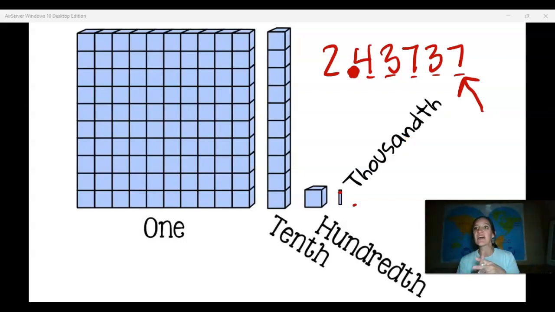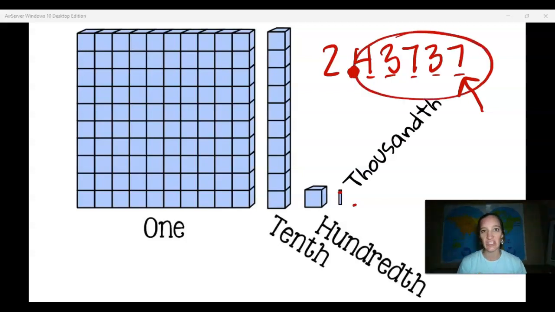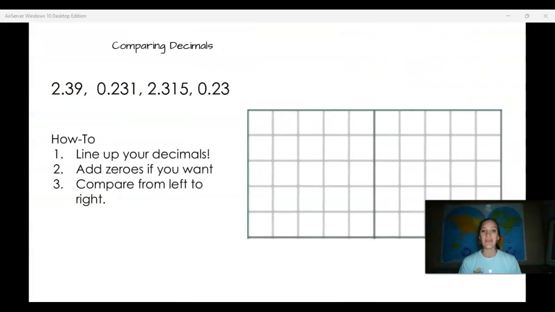So when we're talking about decimals this chapter, we're talking about very small numbers, smaller than one whole, smaller than $1. Very, very small numbers when you see a decimal. Okay, so here are the tips for today.